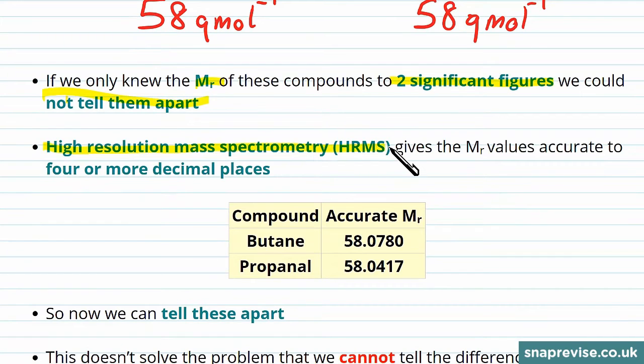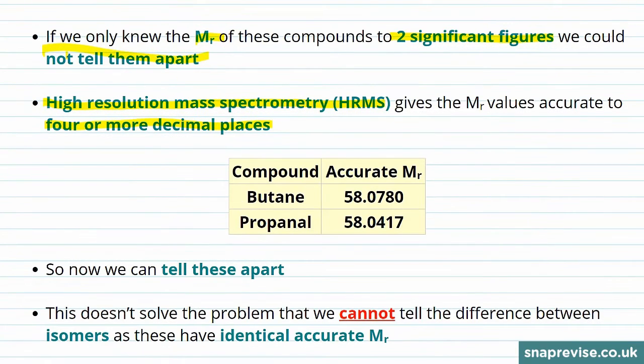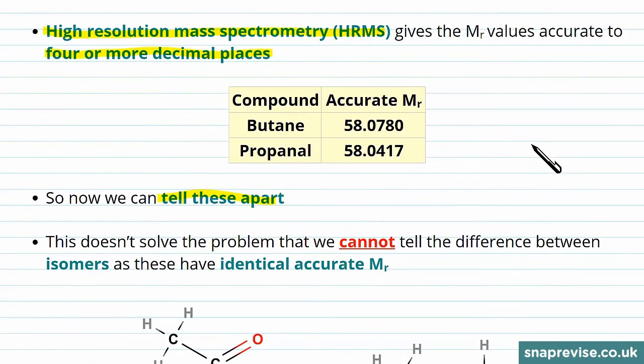There is, however, high-resolution mass spectrometry, which we often abbreviate to HRMS, and this gives the Mr values accurate to 4 or more decimal places. So if we now compare butane and propanol, we can see that to 4 decimal places, they do in fact have different masses, and so we can tell these apart.